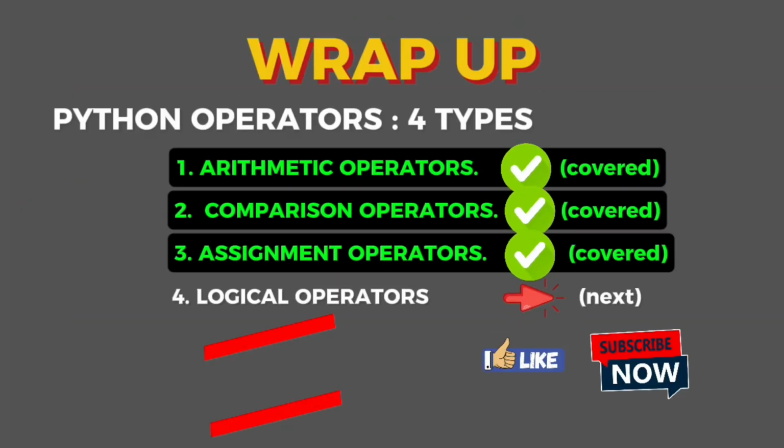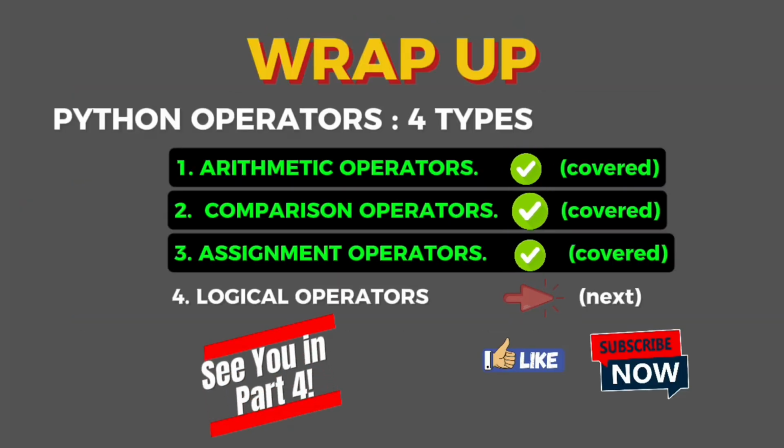In summary, Python includes 4 main types of operators: arithmetic, comparison, assignment, and logical operators. We have explored the first 3 categories. Logical operators, which are essential for decision making in programming, will be covered in the next lesson.